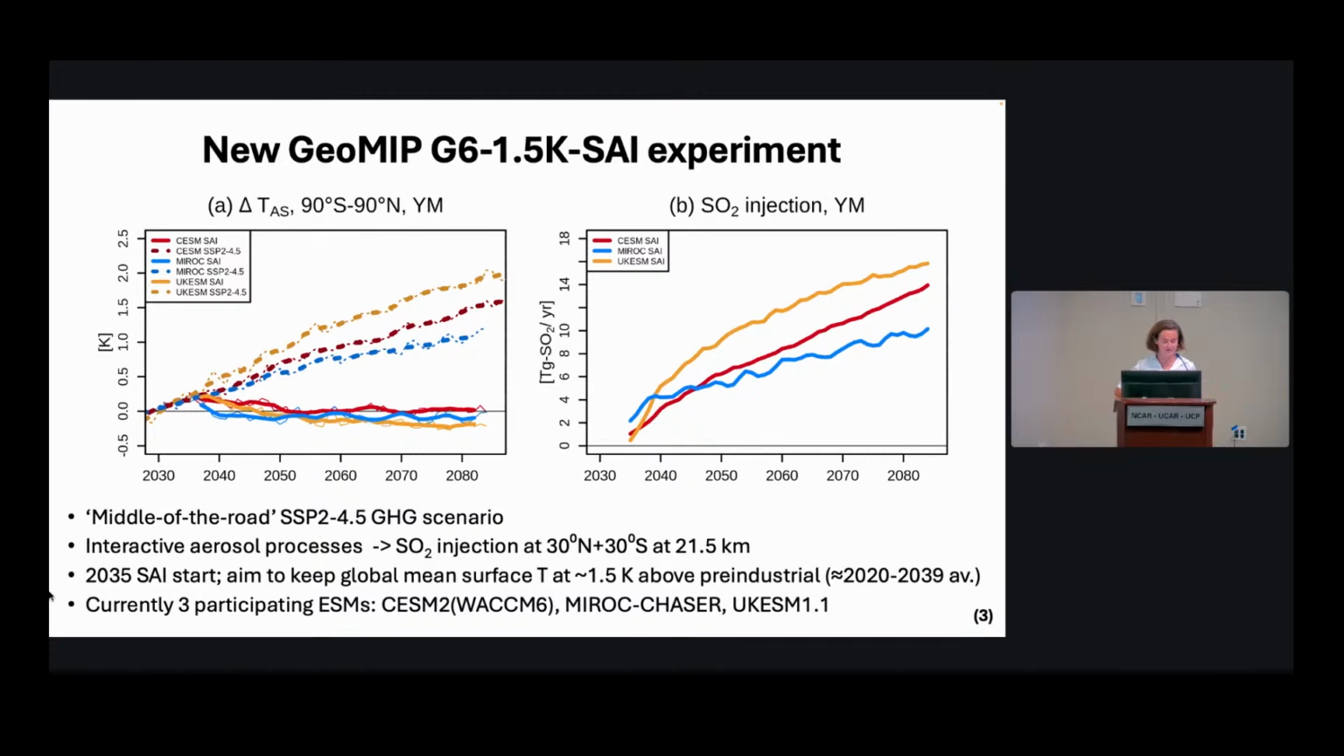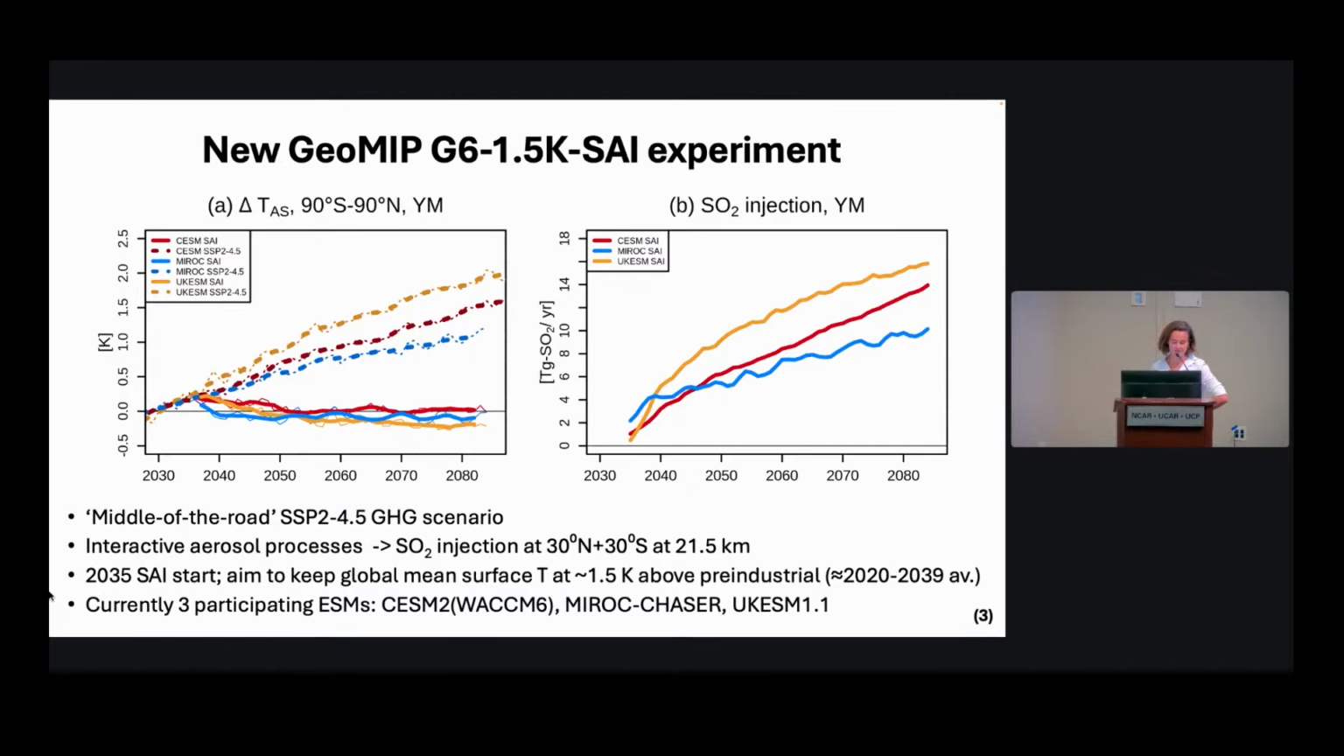Importantly, the amount of injection is adjusted interactively at runtime to keep global mean surface temperatures at levels corresponding to roughly 1.5 Kelvin above pre-industrial, and this is consistent with the pledges of the Paris Agreement. Because models differ in terms of both their climate sensitivities to rising greenhouse gases and to the SO2 injection itself, we see different levels of greenhouse gas-induced warming on the left, and then different amounts of SO2 injection needed to offset this different global warming.